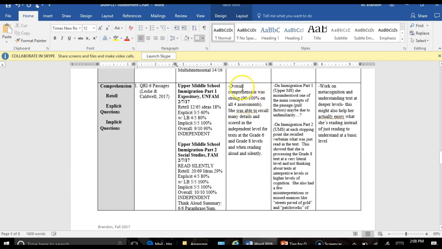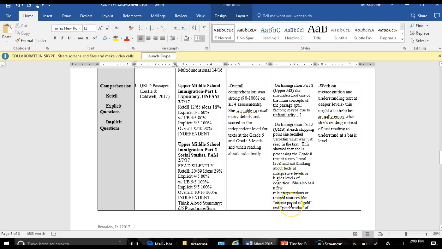What I found here was overall comprehension is very strong. There were some misunderstandings, especially on the upper middle school level text. Even though she did score independent per the comprehension, she got a 90%, which is independent on an unfamiliar text, which is awesome. She really is pulling from that text to understand it. I wasn't entirely satisfied with the think alouds happening. They were all really at the literal level. She isn't thinking about text at the interpretive or higher levels of cognition.